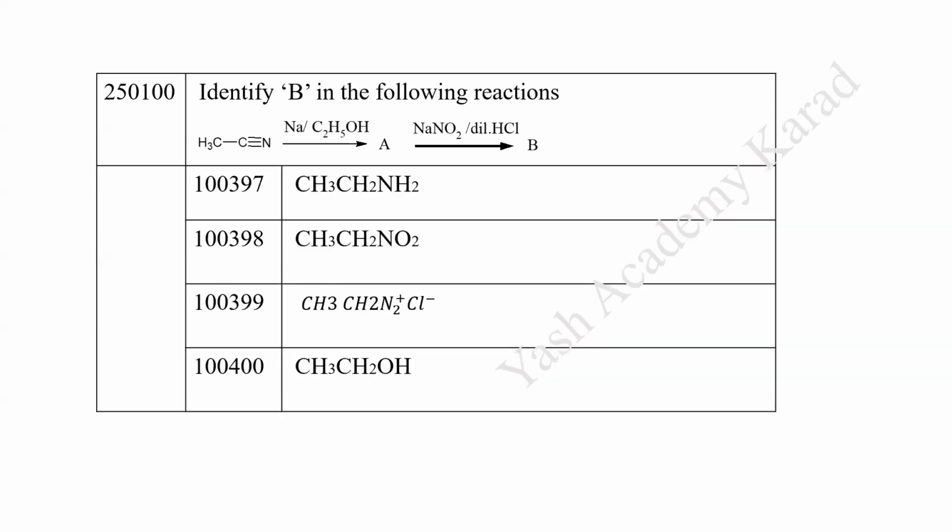Identify B in the following reactions. Reaction sequence is given. First conversion CH3CH2NH2 gives A, and then it is treated with NaNO2 in dilute HCl, that is diazotization process, but the product formed is CH3CH2OH, ethyl alcohol. Thanks.